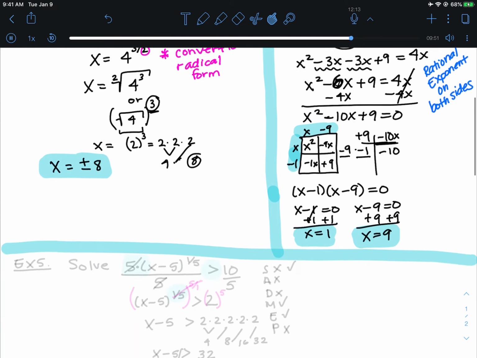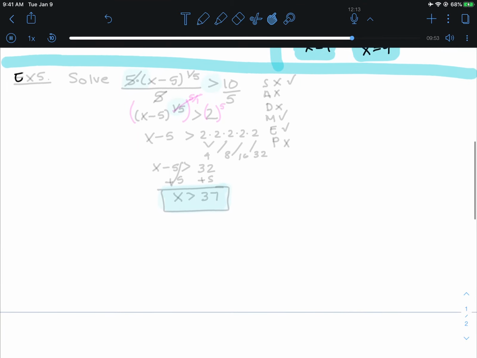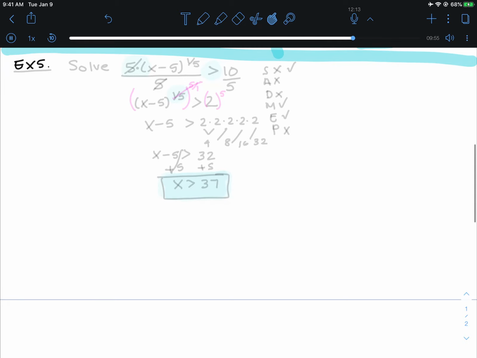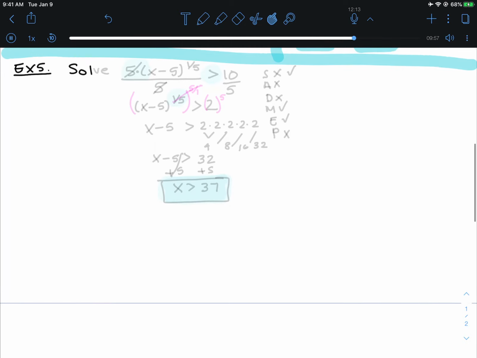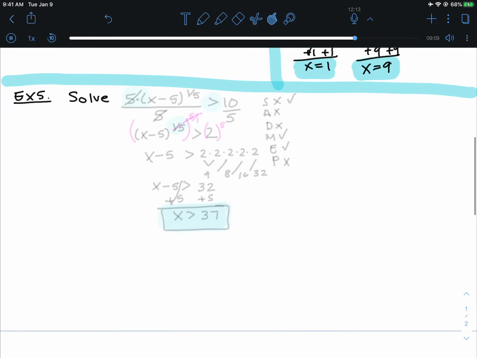So we are going to start with example number 5. We are going to solve x minus 5 to the power of 1/5 being greater than 10. Now if you look at this right here, it is going to be an inequality problem because we have the little Pac-Man sign.